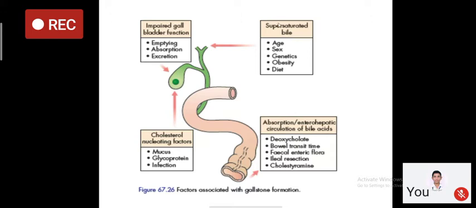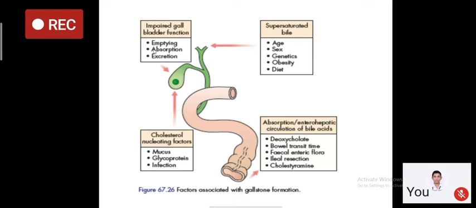So if you see this diagram, these are the various factors which lead to gallstone formation. First, your bile should be supersaturated. What are the conditions which lead to supersaturated bile? First is increasing age. In old age, your bile is supersaturated. Second is sex. The bile is supersaturated with cholesterol, usually in females. Then genetics, obesity, and a diet full of fatty foods.